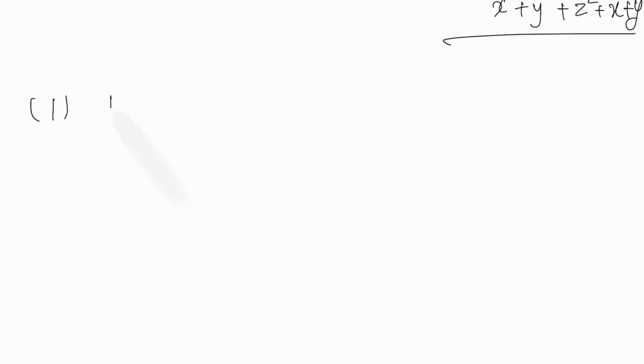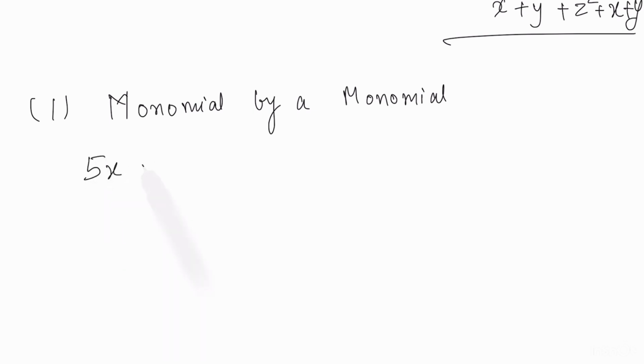First we'll multiply a monomial by a monomial. It means that you will have two single terms which will be multiplied with each other. Suppose we have 5x and you have to multiply with 9x square. What you do is you first multiply the constants. 5 into 9 is 45, and then you multiply the variables, that is x. And how do you multiply x into x square? You basically add the powers.